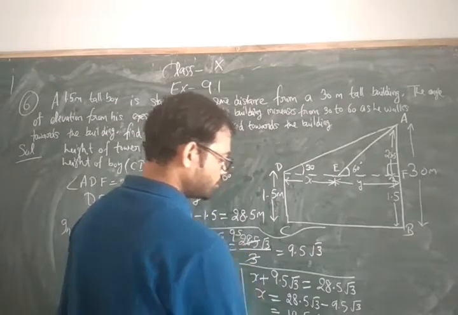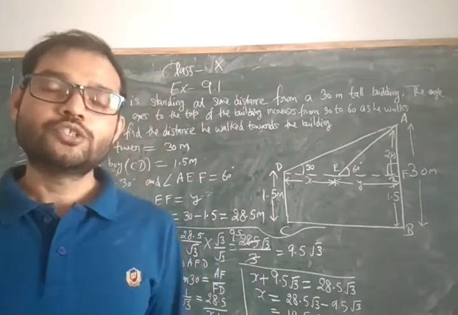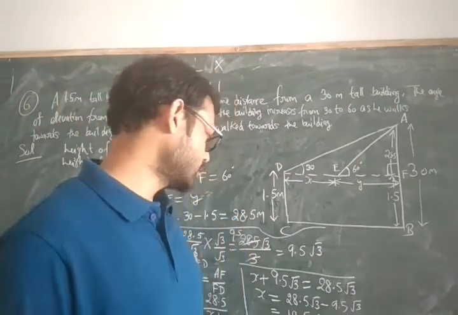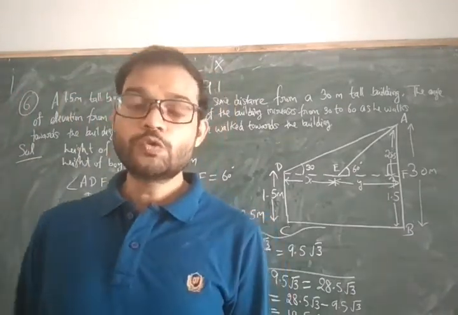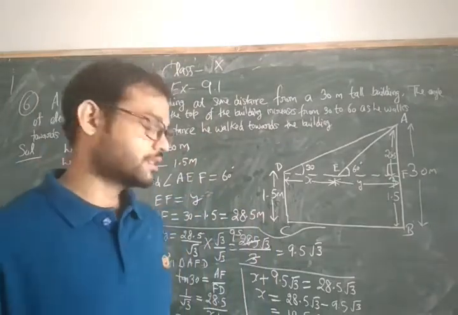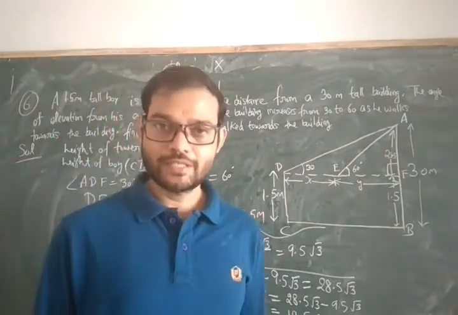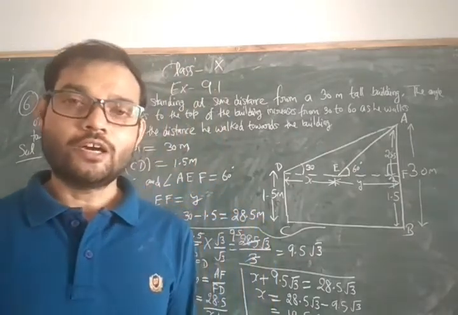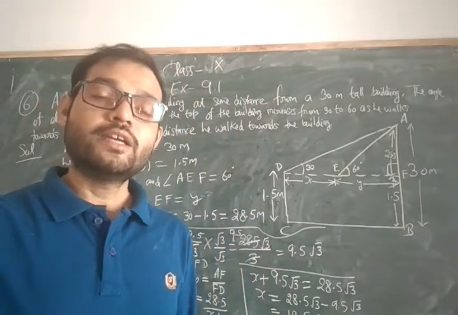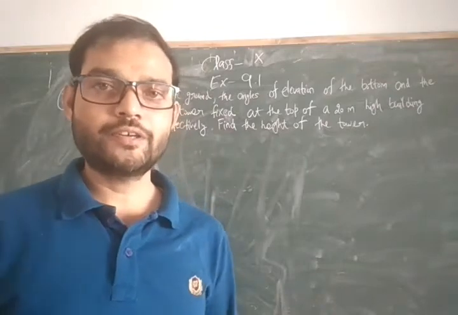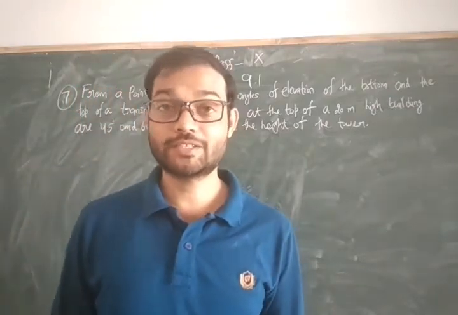So the distance that this person, this boy, has traveled, that is x equal to 19 root 3 meters. This person traveled that distance. Okay students, hope you understand this question. And now we are going to start our next question.